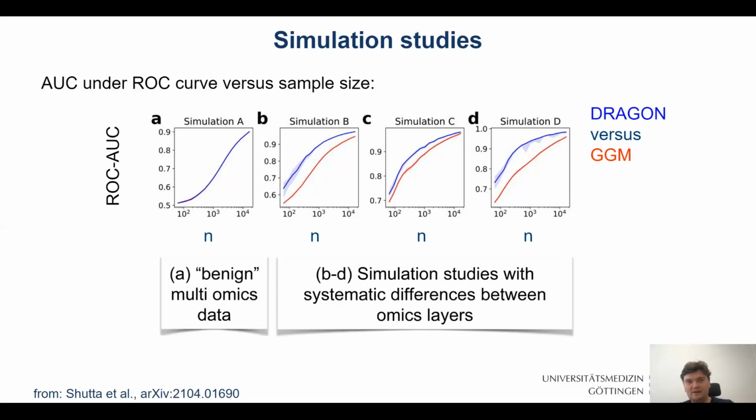But it's getting more interesting if we now introduce systematic differences between omics layers. As I said, there might be huge differences, for instance, with respect to feature size, so number of variables, and also edge densities. That's what we systematically explored in simulation B2D. And there we see that indeed DRAGON improves quite substantially, as indicated by the blue line, which usually lies substantially above the red line.